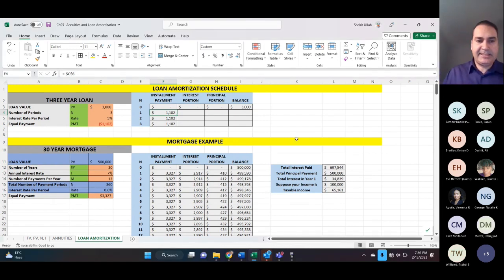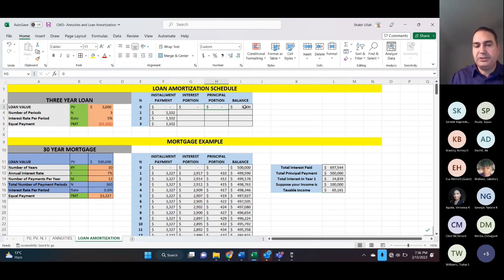Into the class, let's get started. So we were talking about this loan amortization. So we are making a $1,102 payment each period because this is a 3 years loan. At the end of the third year, everything would be paid off. Right now, at time zero, we're not making any installment payment.